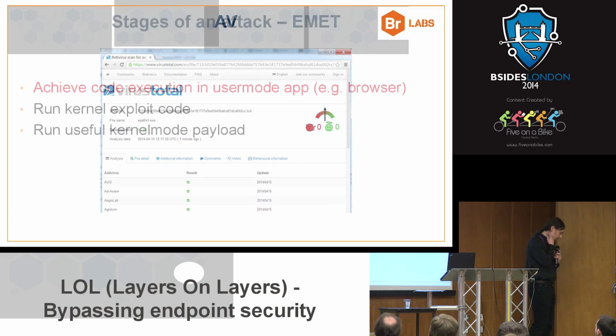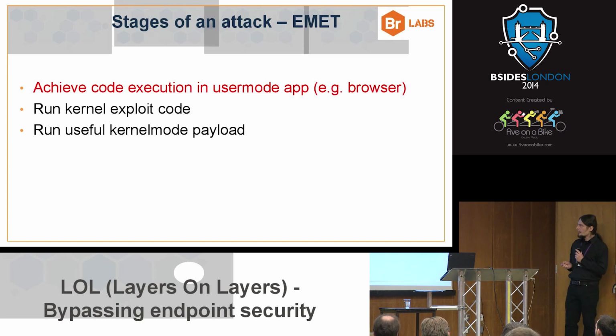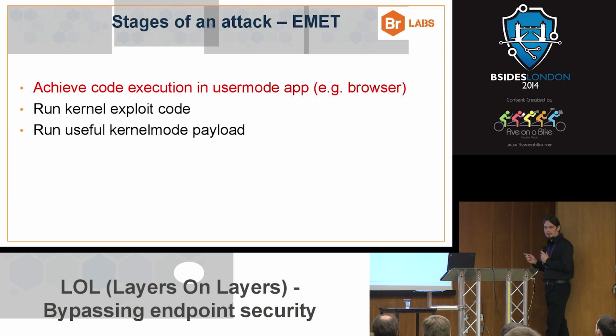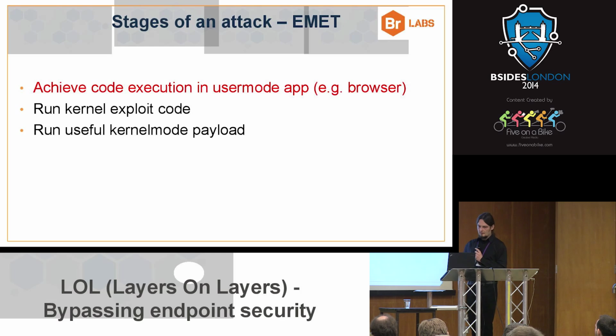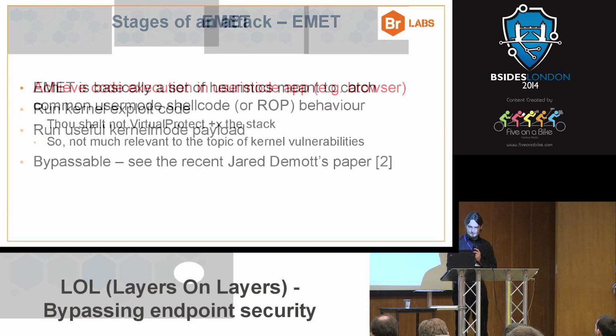Another nice acronym, EMET. It also tries to disrupt the first stage of exploitation, but a little bit later. It does not prevent the entry of malformed data to the application, but it tries to prevent actual execution of arbitrary code. So it does not prevent triggering of the actual vulnerability in user mode, but tries to prevent the attacker from running arbitrary code.